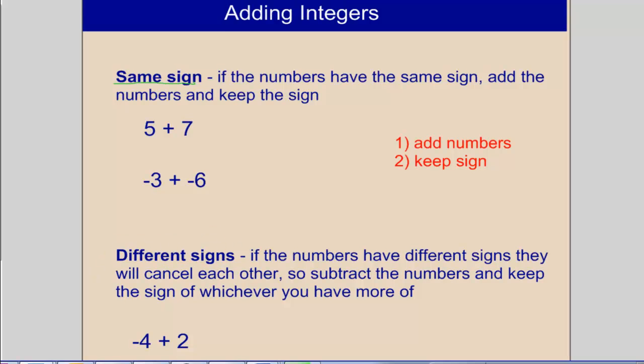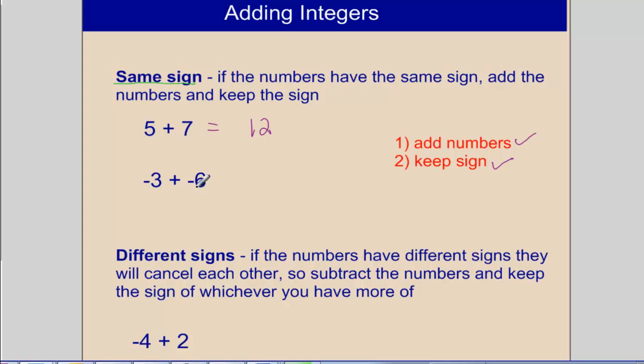Whenever you add integers that have the same sign, then you're going to add the numbers and keep the sign. So we have that written over here. Add the numbers and keep the sign. For example, 5 plus 7 means we have 5 positives and 7 positives. So we're going to add 5 plus 7 to get 12. And since we have positives plus positives, we just end up with a whole bunch of positives. So it's a positive 12.